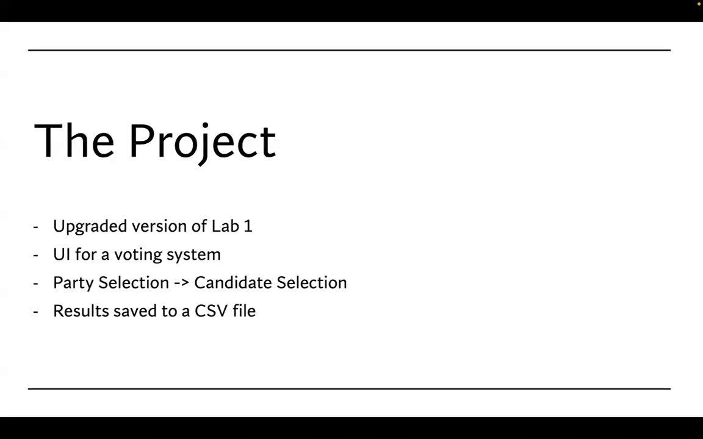All right, so the project, I chose to upgrade Lab 1. Basically made a UI for the voting system. But instead of having just the candidate selection, I added a party selection and then the candidate selection and saved the results to a CSV file. So let's check this out.